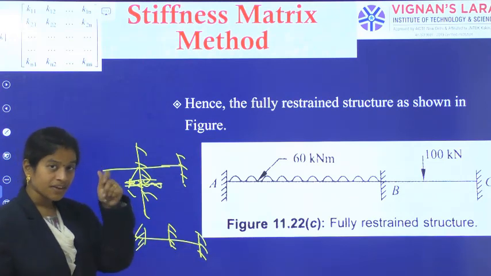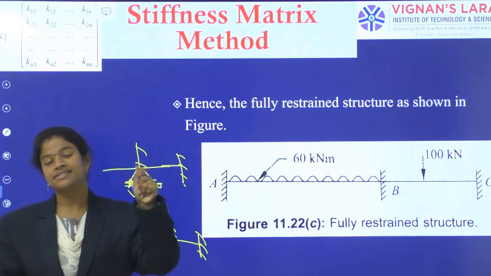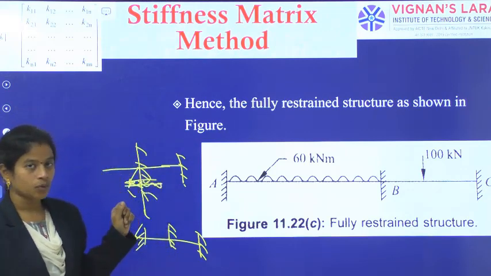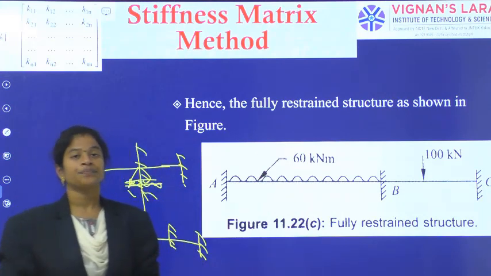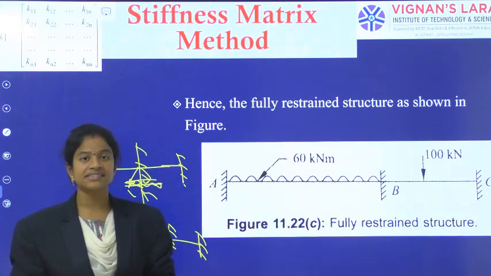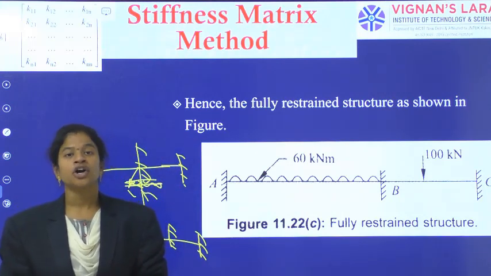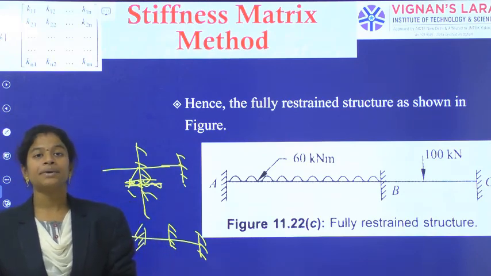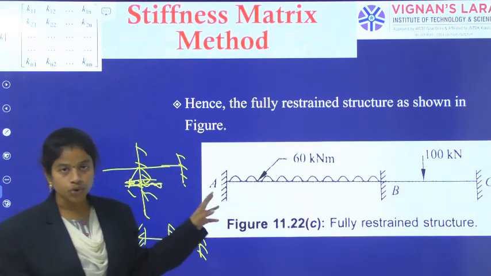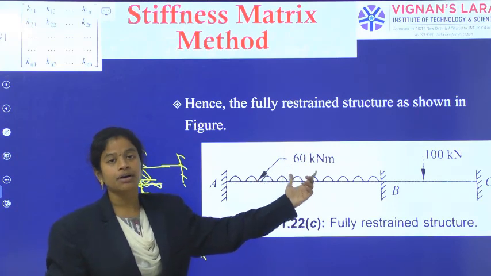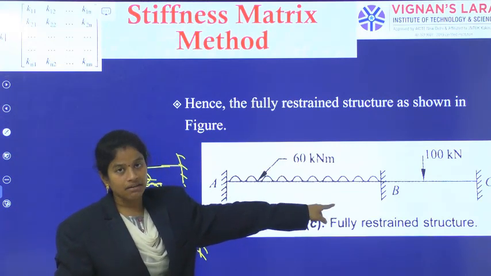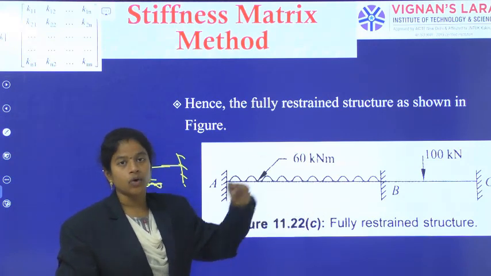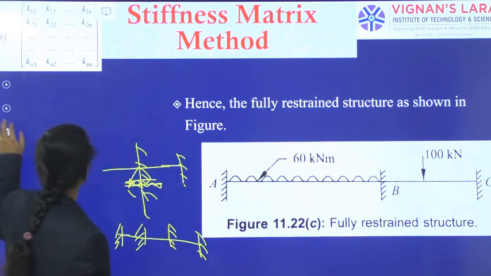Just simply fixity, or the complete restraint, is there at the end. At A, at B and at C the complete restraint is there. So after giving the fully restrained condition, what should we do? We should generate PL. Due to this restrained condition, each member, or each coordinate, may have some force. That load, or those forces, need to be calculated.